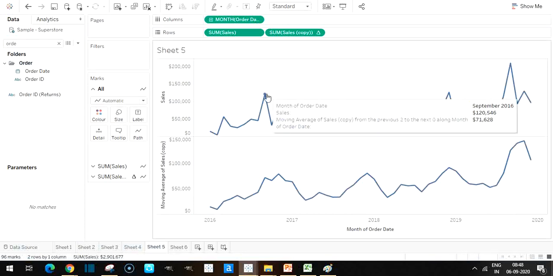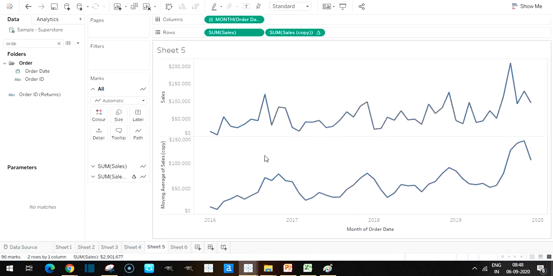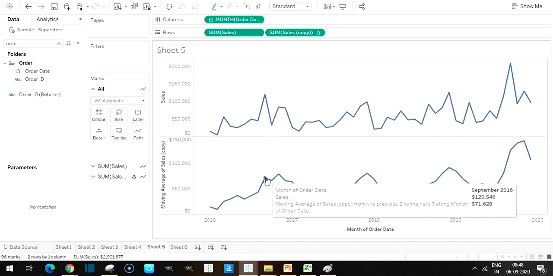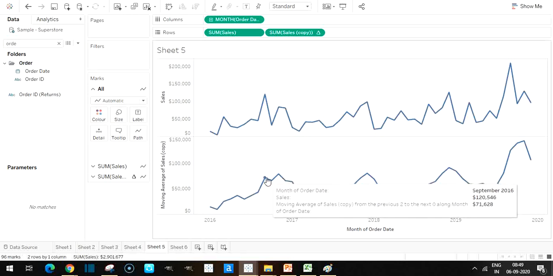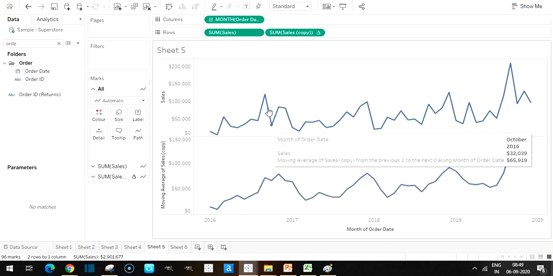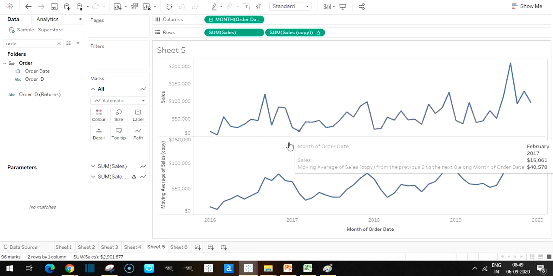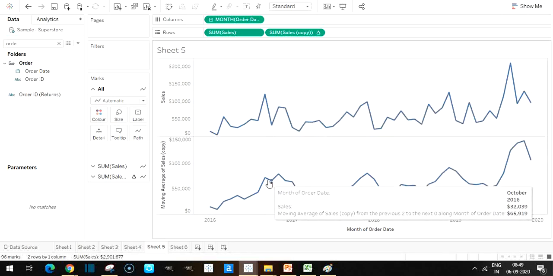Now let us see. September is 120,000, and how much September average are we getting? 71,628. Forget about this decimal part, it's ignoring the decimal part, but that is what I'm getting. Understood now? So with the moving average, this is each individual month, but here I'm adding the previous 2 months and dividing. So for every 3 months at any point of time, I'm taking the average of the 3 months.